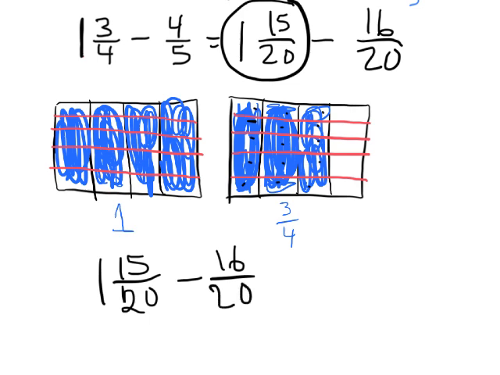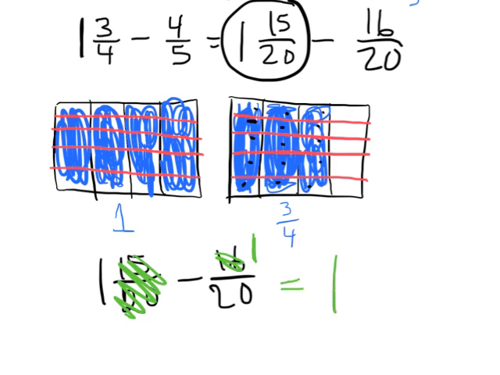So another way you could do it is, we know we're supposed to take away 16. So these 16, well, if I take away 15 of them, that makes this go away. But then we're left with just 1/20th remaining that we still have to subtract out. So now we have one whole, take away 1/20th, and that equals 19/20ths. So that's another way we could have subtracted this problem.